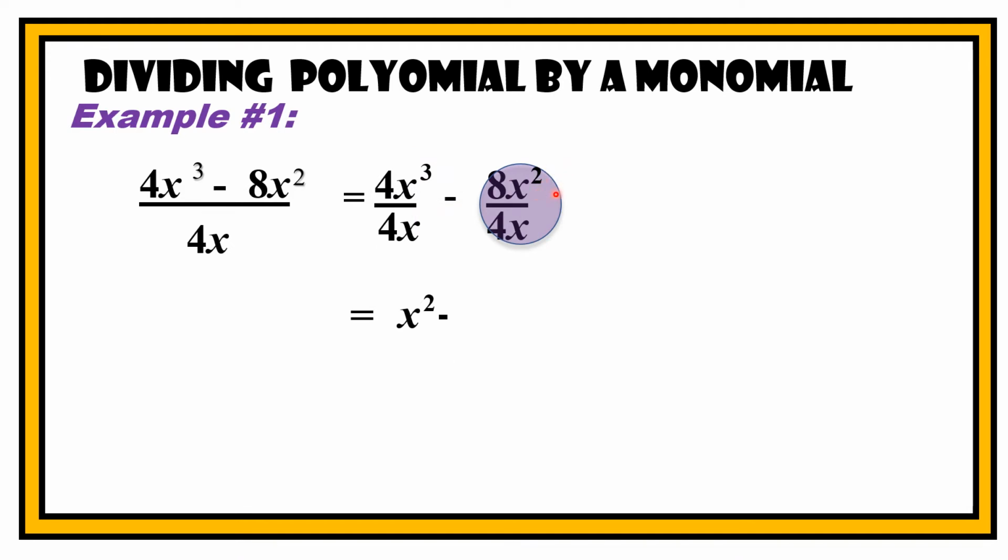Minus 8x squared divided by 4x. So, the answer is 2x. So, bakit 2x? Kasi 8 divided by 4 is equal to 2. Then, apply natin yung law of exponent. So, copy the base, so we have x. Then, subtract the exponent, 2 minus 1. So, we have 1. So, the final answer is x squared minus 2x.